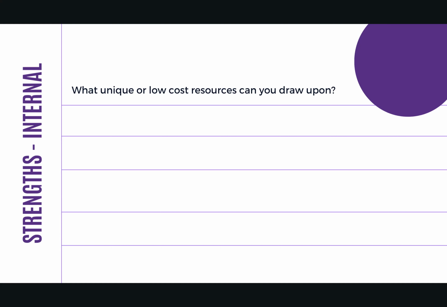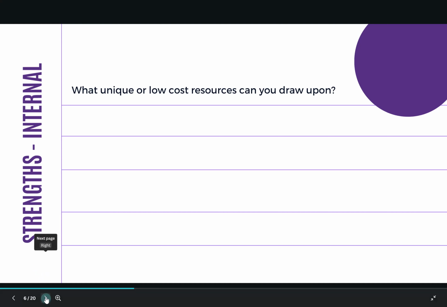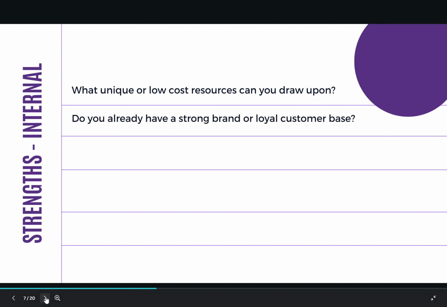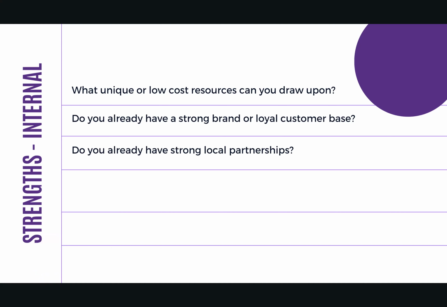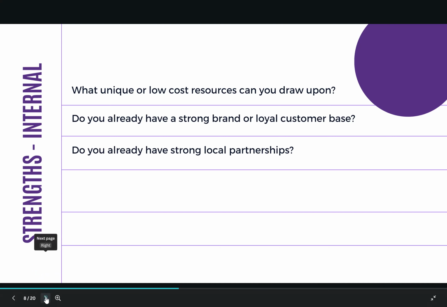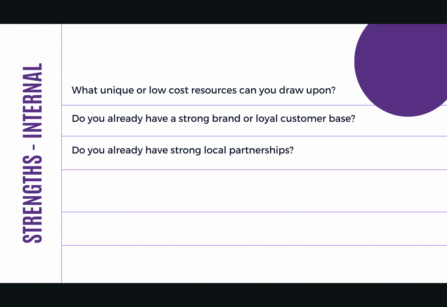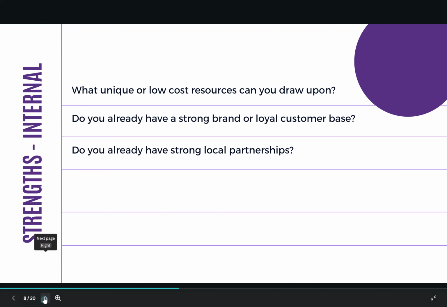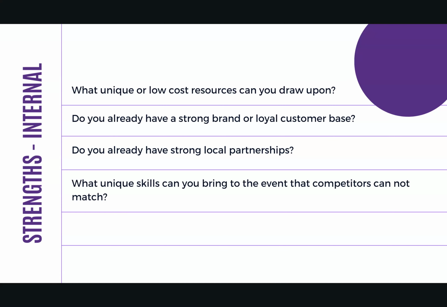What unique or low cost resources can you draw upon? Things that you already have at your disposal that you can use to help make your event a success. Another question might be, do you already have a strong brand in your community or a loyal customer base that you can start with to build this event? Do you already have strong partnerships with other businesses that might be able to come and help supplement the event, that share the same audience, or maybe even a venue that you've worked with closely in the past? Then, what unique skills can you bring to the event that your competition just doesn't have?